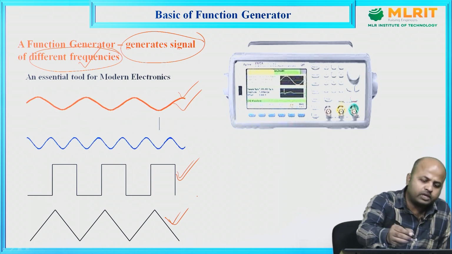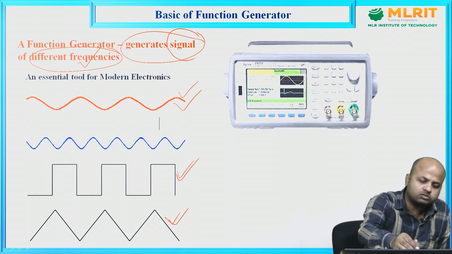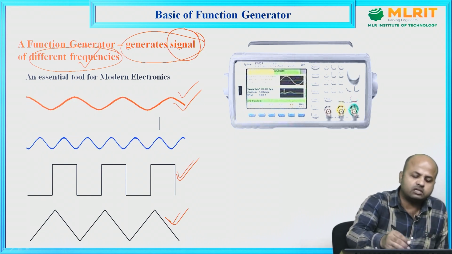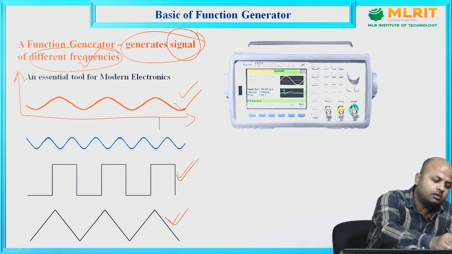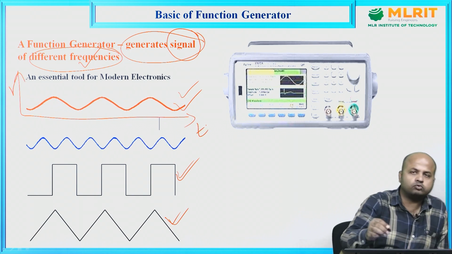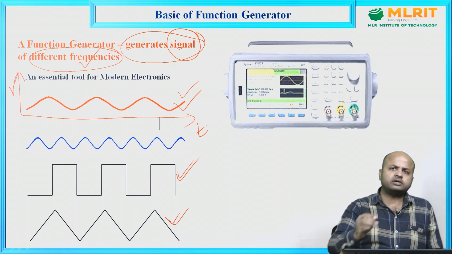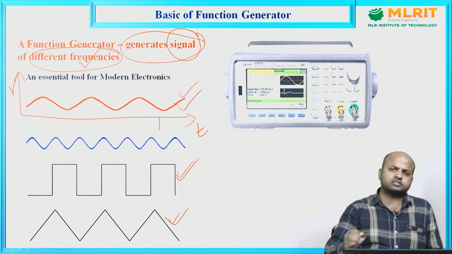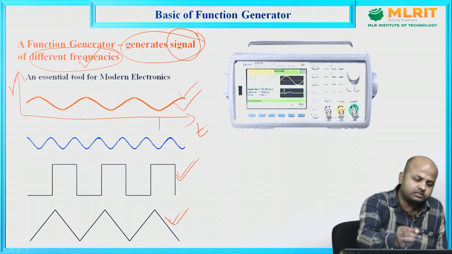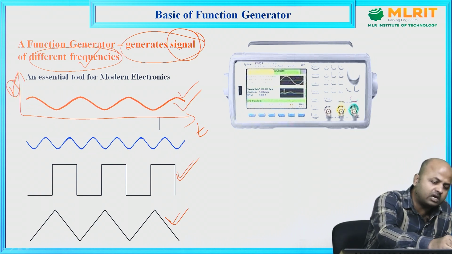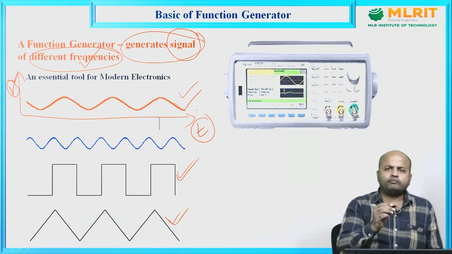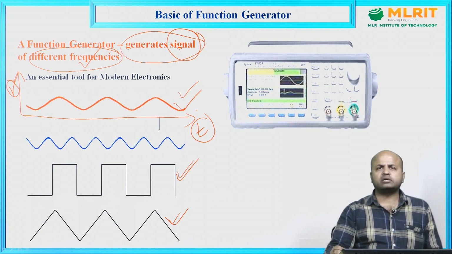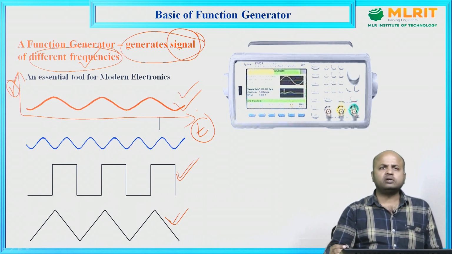Before going ahead, I would like to discuss signal. What do you mean by signal? Signal is nothing, it is the graphical representation of voltage with respect to time. So function generator is a device which will generate the signal. And what is signal? It is the graphical representation of voltage with respect to time. So function generator is widely used to generate signals of different frequency.